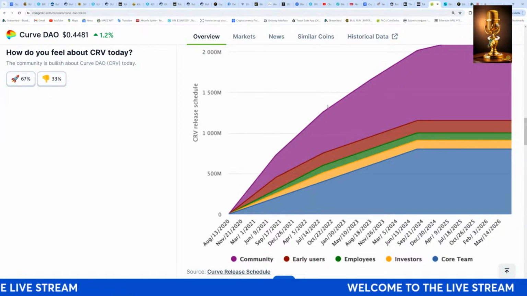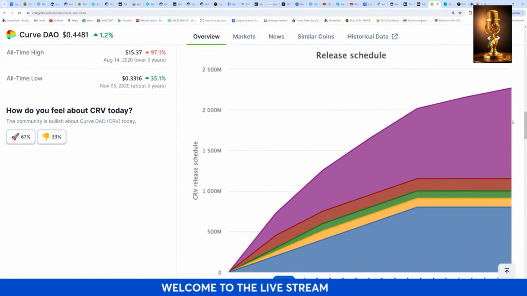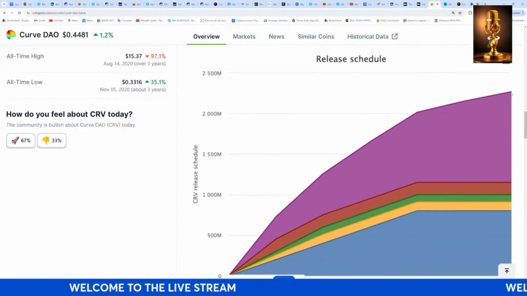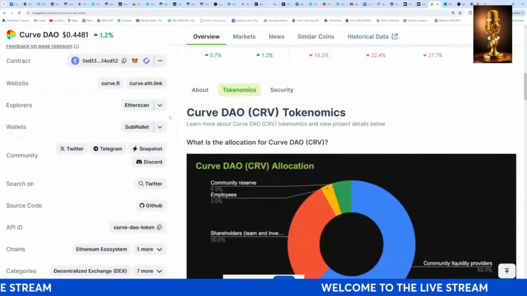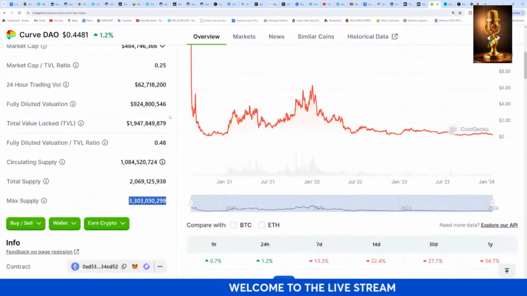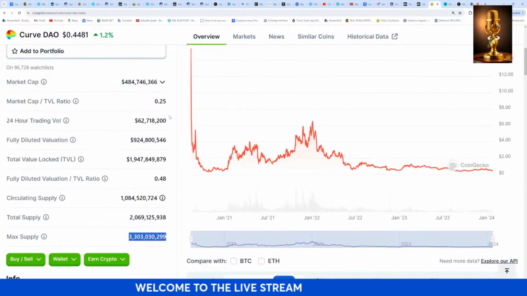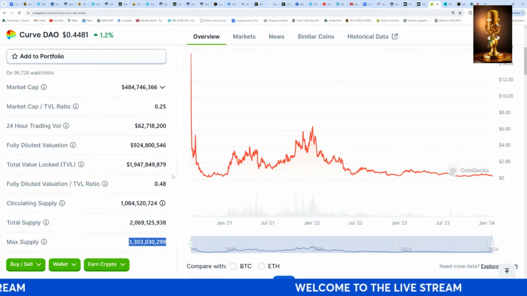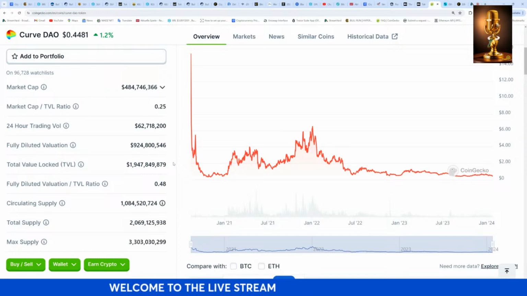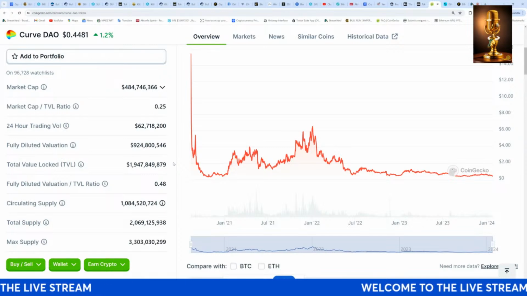Now, pay attention to this schedule. In May 2026, it will stop being inflationary. Right now, the only reason why people are staking or using this platform is because they're getting more Curve. And this is the incentive they give their stakers. So this will stop. So the question is, what will happen once there are no incentives anymore to stake or use this platform?